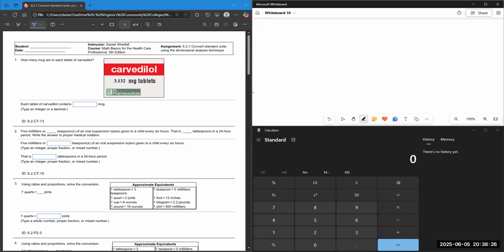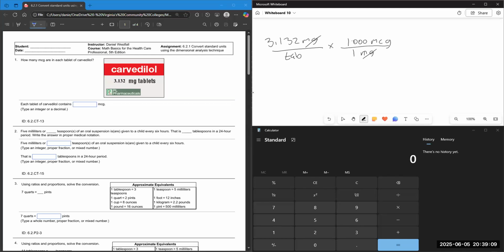We want to convert these tablets. They're 3.132 milligrams per tablet. We would normally abbreviate tablet as tab in health sciences. Let's change these to micrograms. 1 milligram is going to be 1,000 micrograms. Again, you could use mu in front of the g, but we don't do that in health sciences. So we'll just call this a tab here.